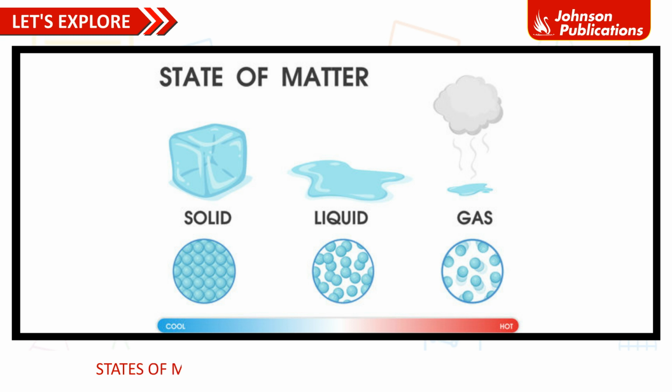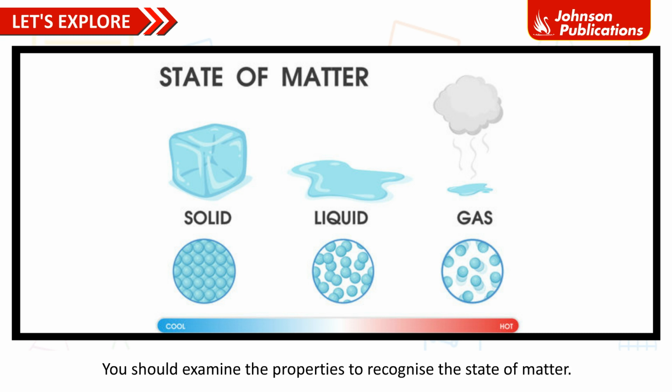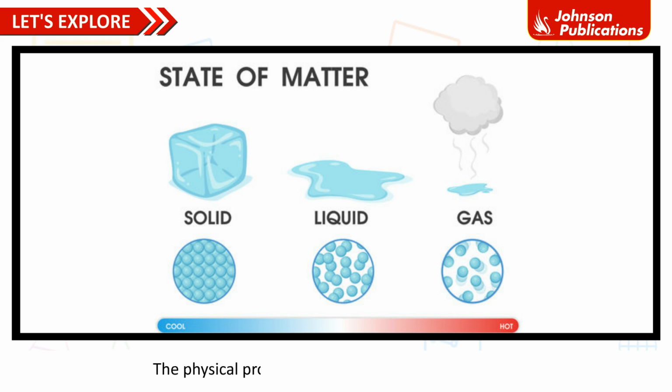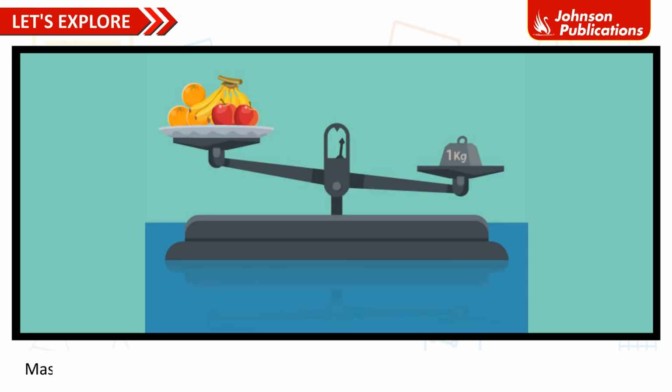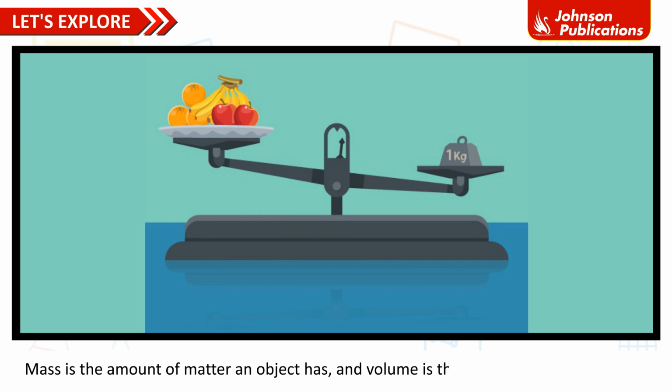States of matter. Matter exists in 3 states: solid, liquid, and gas. You should examine the properties to recognize the state of matter. The physical properties are shape, mass, and volume. Mass is the amount of matter an object has, and volume is the space the matter takes up.